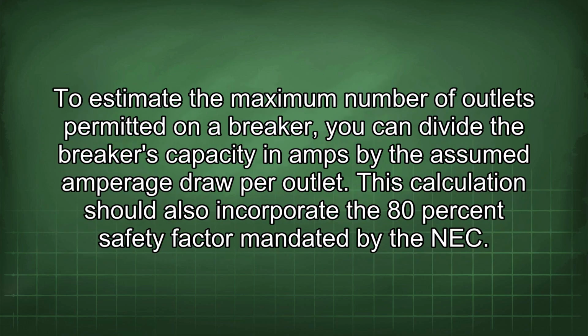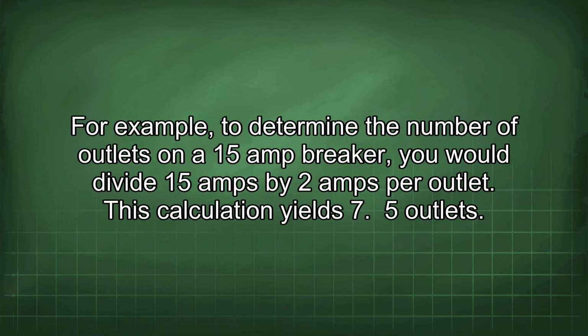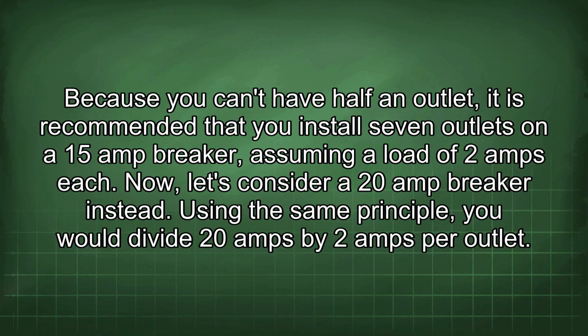To estimate the maximum number of outlets permitted on a breaker, you can divide the breaker's capacity in amps by the assumed amperage draw per outlet. This calculation should also incorporate the 80% safety factor mandated by the NEC. For example, to determine the number of outlets on a 15 amp breaker, you would divide 15 amps by 2 amps per outlet. This calculation yields 7.5 outlets. Because you can't have half an outlet, it is recommended that you install 7 outlets on a 15 amp breaker, assuming a load of 2 amps each.